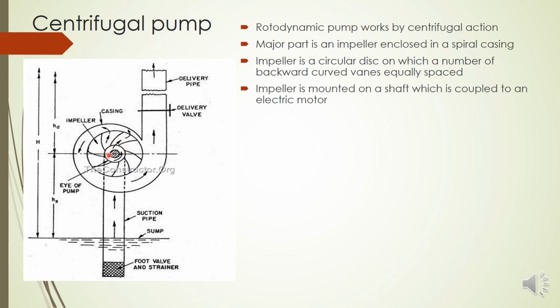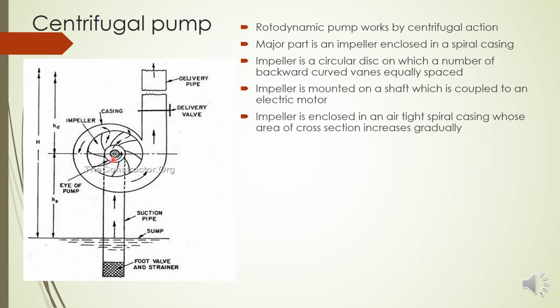And it is mounted on a shaft at the center. Here you can see a shaft of the centrifugal pump, this one, and it is connected, coupled to some electrical motor. And this region, the center region of the impeller, is known as the eye of the pump or eye of the impeller. So you can see here this circle or this central region is known as the eye of the impeller.